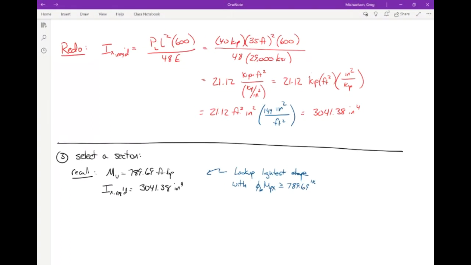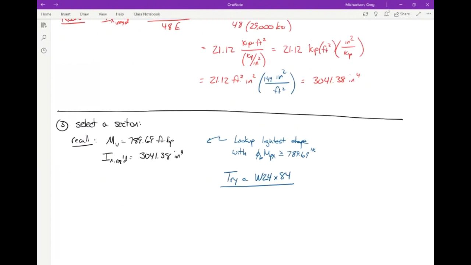It doesn't use as much steel. The W24 by 84 is 84 pounds per foot. The W18 by 97 is 97 pounds per foot. So if I was building the beam, I'd rather buy the W24 by 84 since it's less money. So this would say try a W24 by 84. Okay. Now there's a little bit of a problem though.